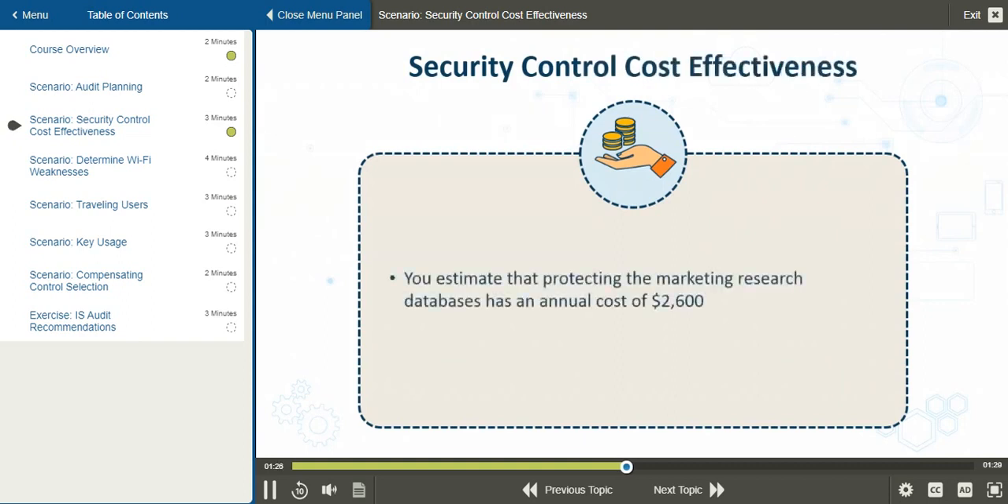So let's say that we determine that protecting the market research databases has an annual cost of $2,600. Now we might have arrived at this by assessing the current security controls to determine that they are deficient. They do not protect the market research databases sufficiently. They might have at one point in time, but they no longer do currently. And so maybe we have to invest in some intrusion detection and behavioral analysis malware scanners to further protect the databases adequately, again, to meet control objectives. So the question becomes, should our client invest in protecting the databases at this cost?